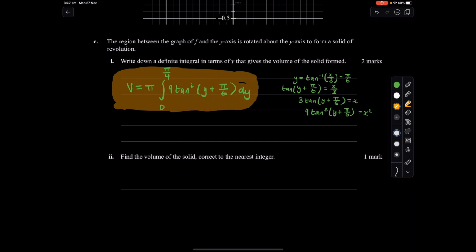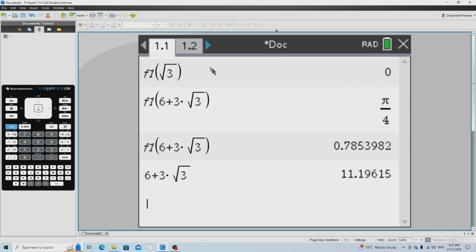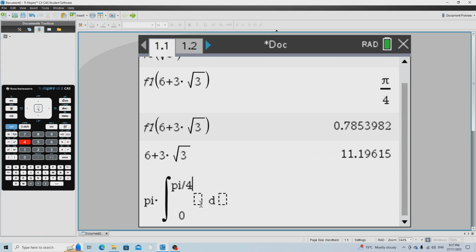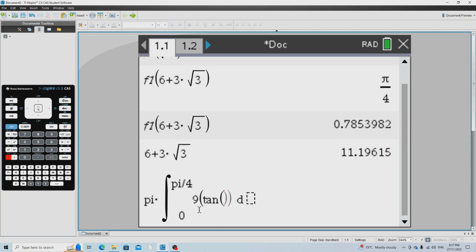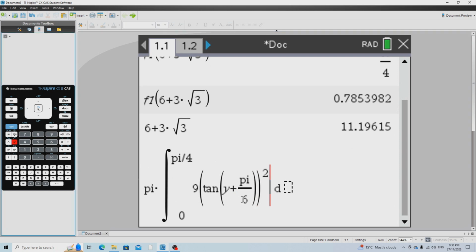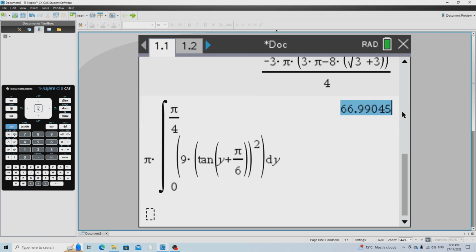Alright, I want to see if there's a bigger one. Okay: find the volume of the solid correct to the nearest integer. Very easy. Just rewrite this whole expression and calculate it on your calculator. So we're saying pi times the integral from 0 to pi over 4 of 9 tan(y plus pi over 6), this whole thing squared, dy. Control enter. So to the nearest integer, it's 67.